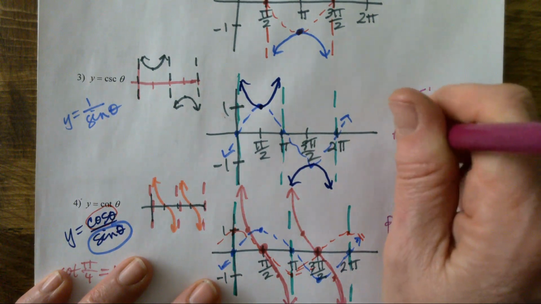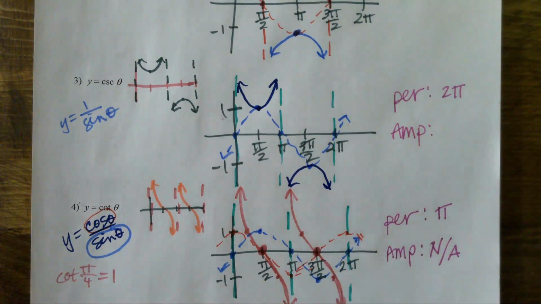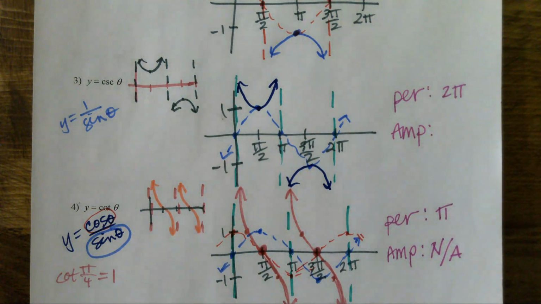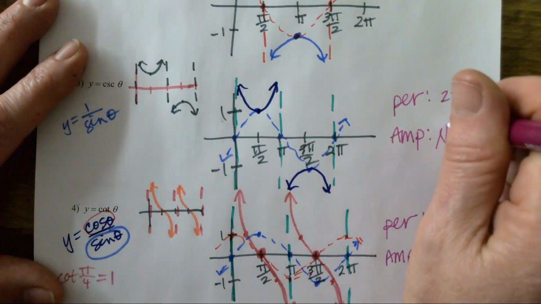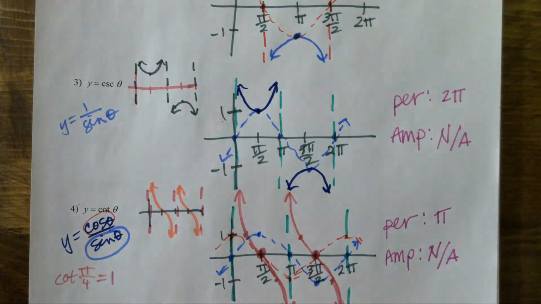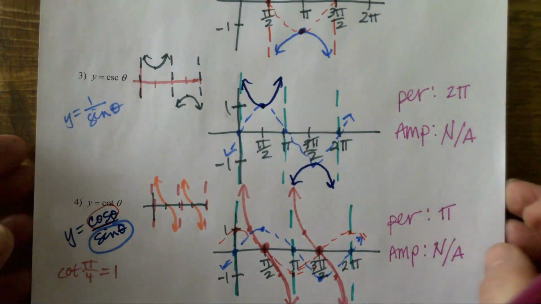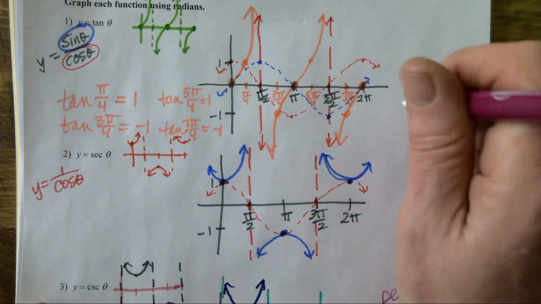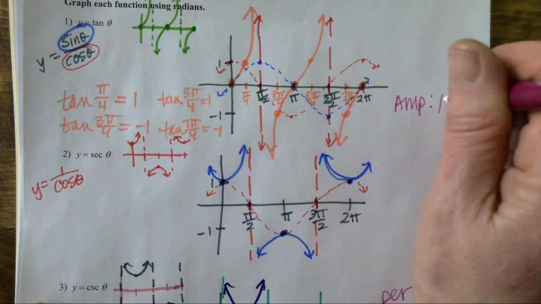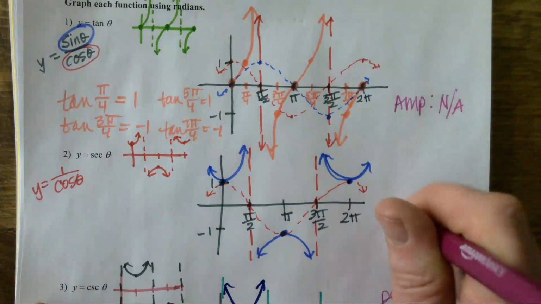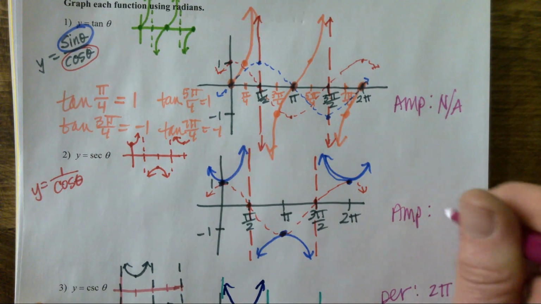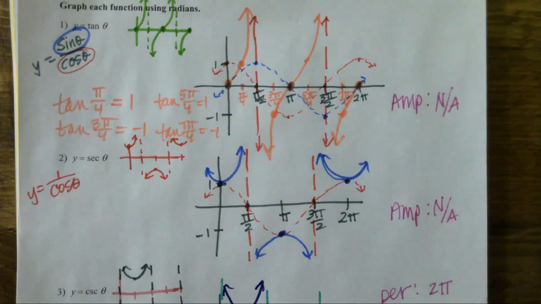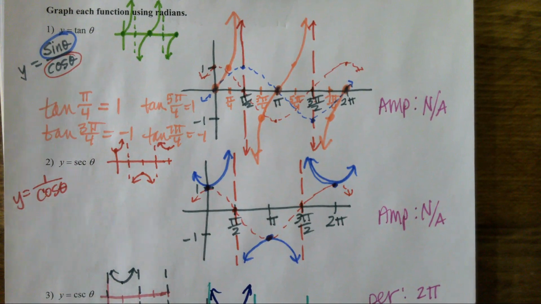How about my amplitude? From the center of the graph, how far away is the highest point? Infinite. So we do not have an amplitude again. In fact, we can just hurry up and say for the rest of them, amplitude, not applicable for these. So when I talk about tangent, and when I talk about secant, I do not have an amplitude.